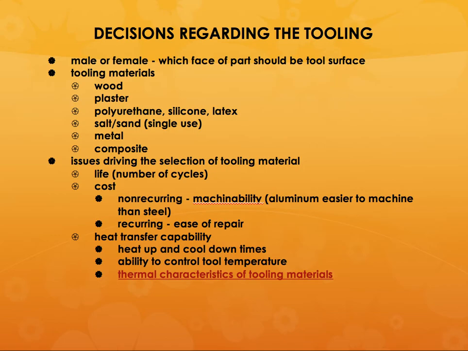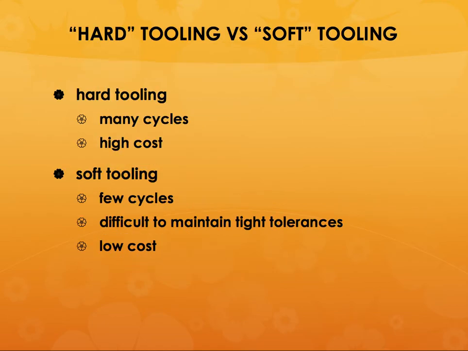because you have to take the machinability into account, because as you know, aluminum is easier to machine than steel, which is then easier to machine than Invar. Then if it is an extremely big tooling, you have to worry about the heat up and cool down times. Which means that you have to keep the tooling plus the part in the furnace for an extremely long time till it cools down completely. And so you have to take the thermal characteristics of the tooling materials into account.